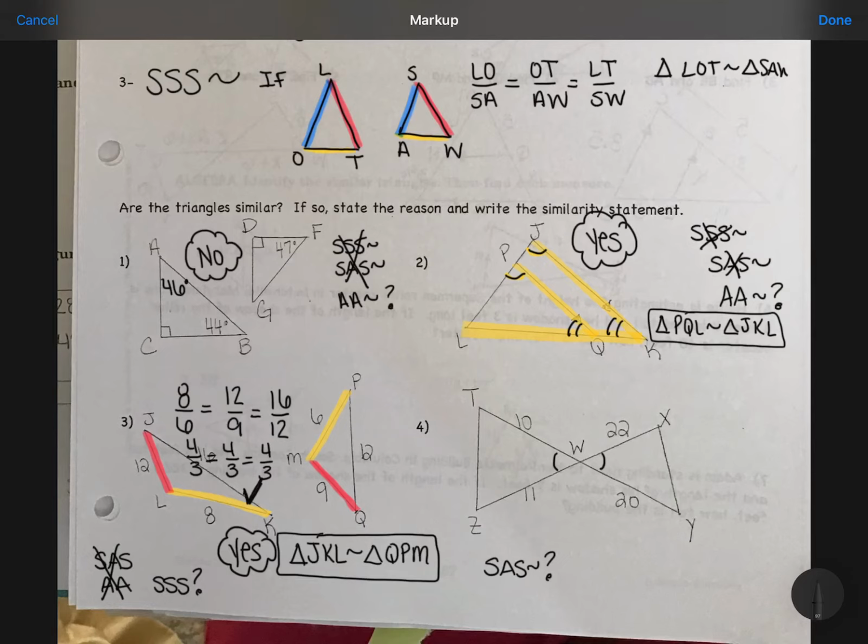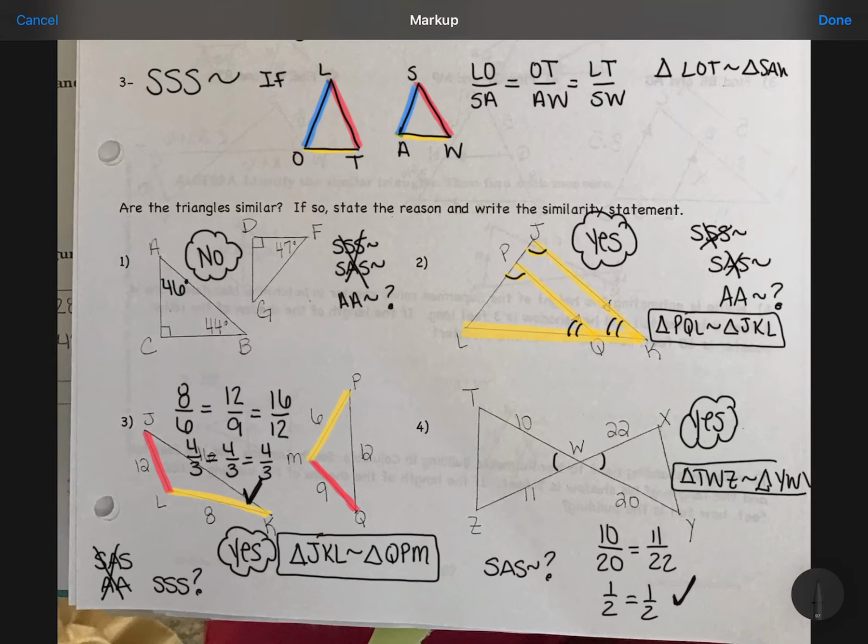All right, so my shortest side on the first triangle is 10, and that corresponds with the shortest side of the other triangle at 20. And that would mean 11 goes over 22, and that is 1/2 and 1/2, so they are equal to each other. So yes, my triangles are similar because of side, angle, side. So now I would say that triangle TWZ is similar to triangle, what do you think? Did you say YWX? You are correct if you did.